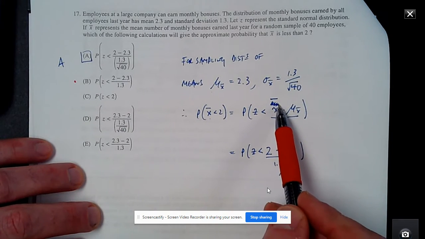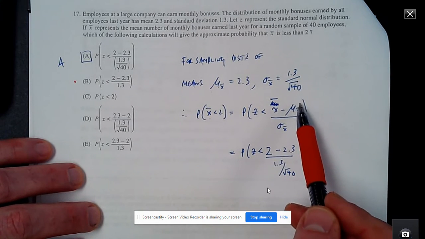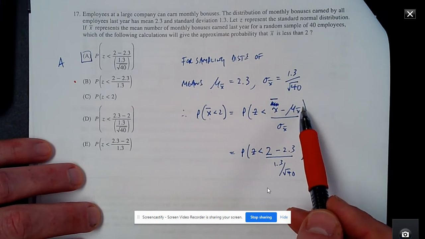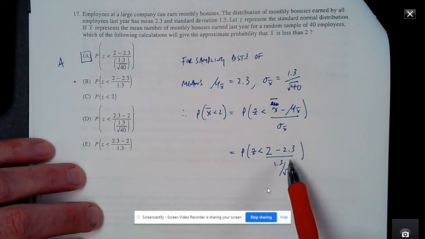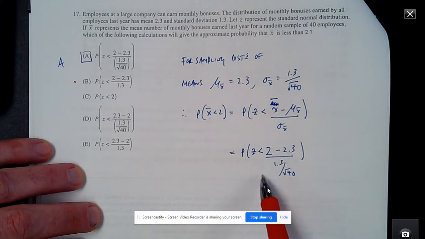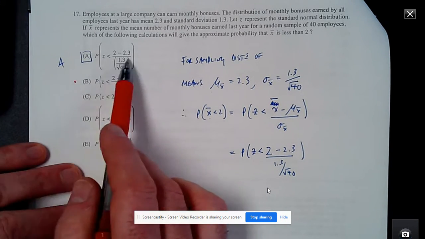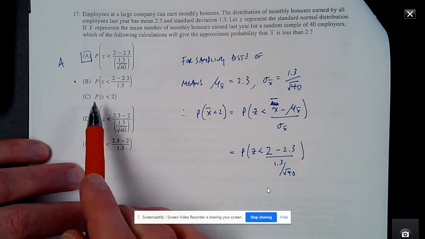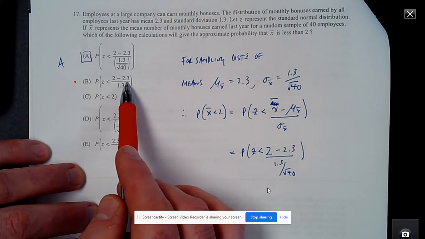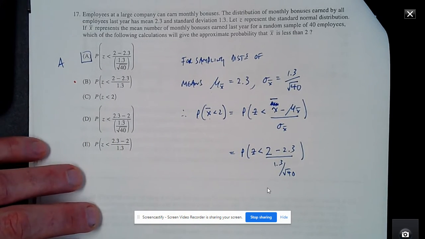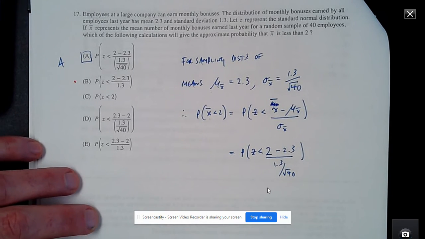So in this case, the observed value is 2. The mean of the sampling distribution is 2.3, and the standard deviation of the sampling distribution is 1.3 over the square root of 40. So therefore, the answer would be A. You chose B. You just have to remember that when you're dividing, you have to divide by the standard deviation of the sampling distribution, which takes into account the sample size as well.